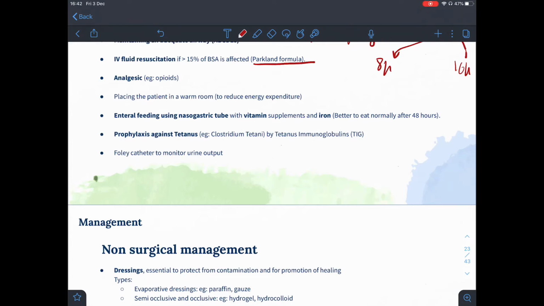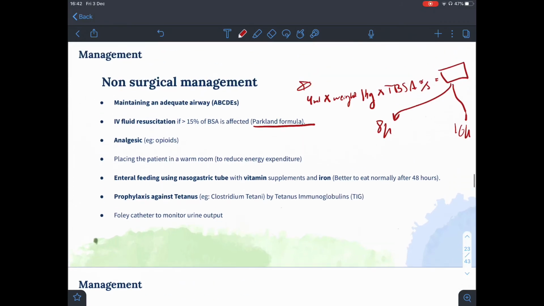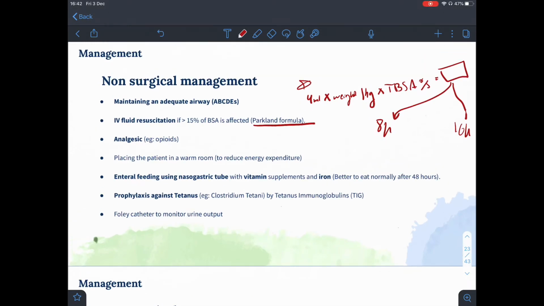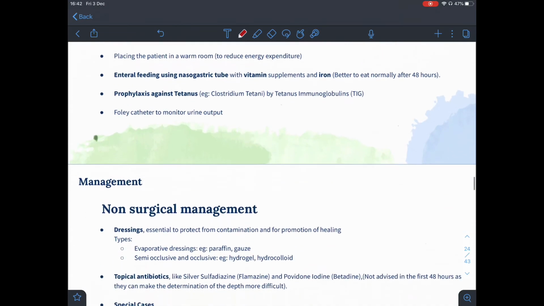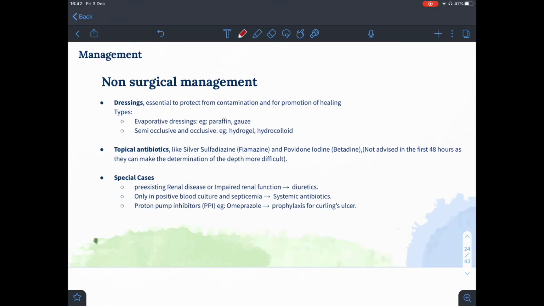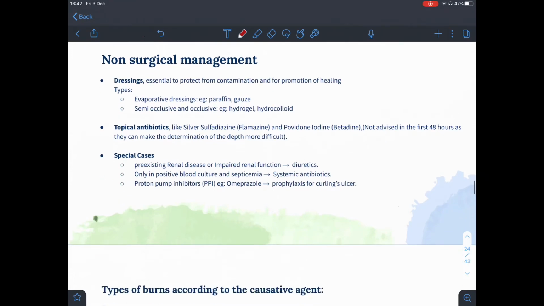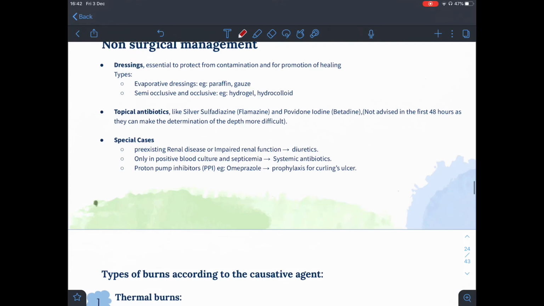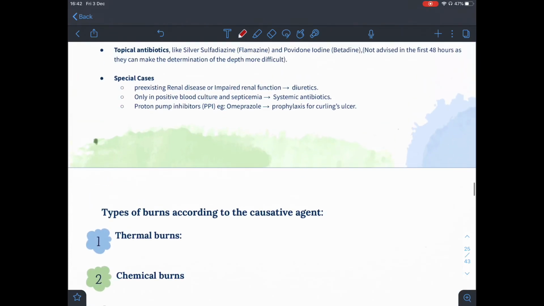You can read about this later. I don't think you're going to be asked about it this year, but you can read about tetanus immune status. Also a Foley catheter to monitor the urine output, so that in case of shock we can know early. Then dressings and topical antibiotics. In special cases, if there is renal disease or impaired renal function, we can give diuretics. If there are positive blood cultures and septicemia, we can give systemic antibiotics. And we can give a PPI as prophylaxis for Curling ulcers, which are stomach ulcers caused by trauma or stress.